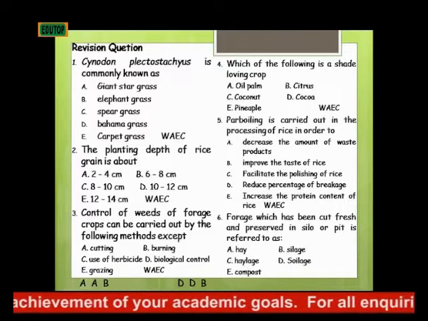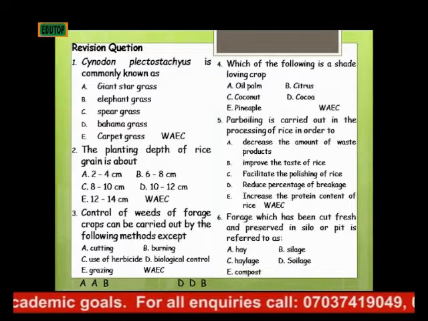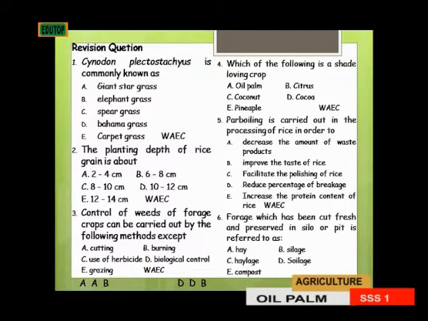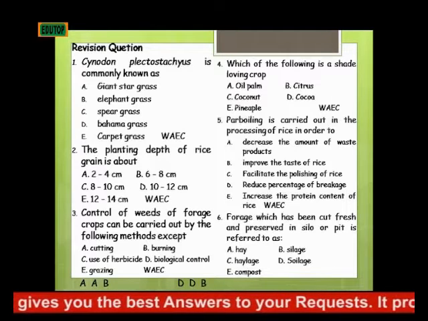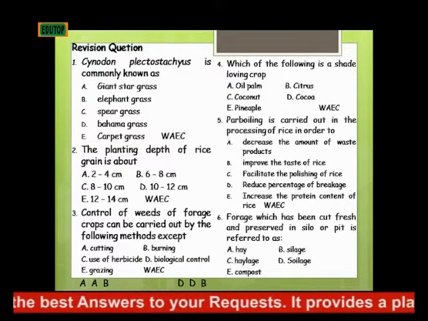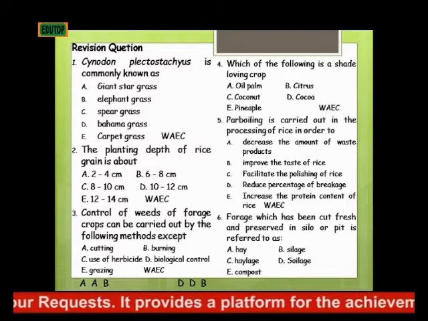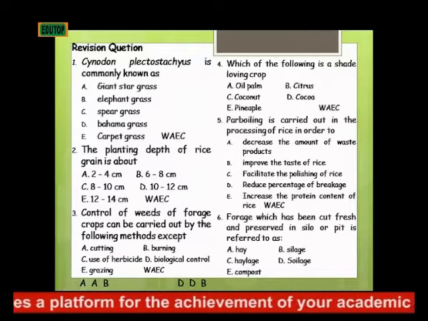Then the third question, control of weeds or forage crops can be carried out by the following methods, except A. Cutting, B. burning, C. use of herbicide, D. biological control, E. grazing. The answer is burning. That is, you can control weeds by cutting, using herbicide, biological control, grazing, but not burning. If you burn, you are going to burn the forage crop also. So burning is not used to control weeds on forage crops.